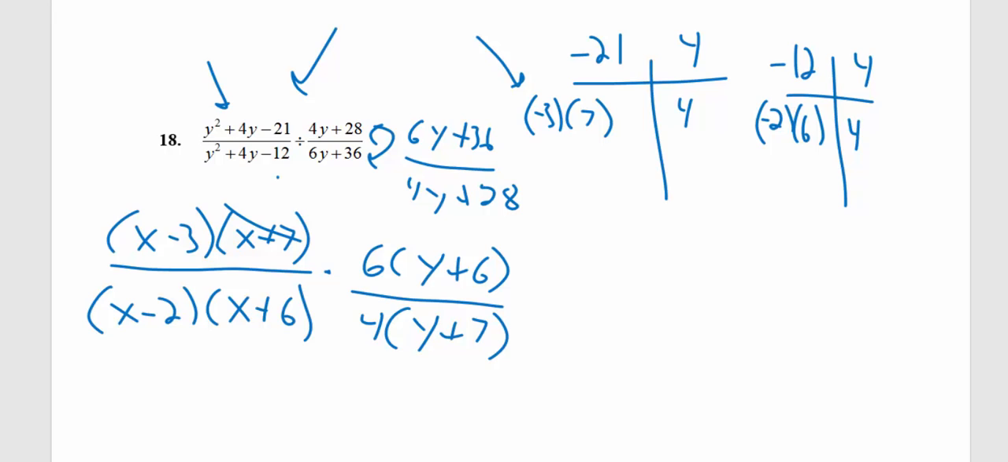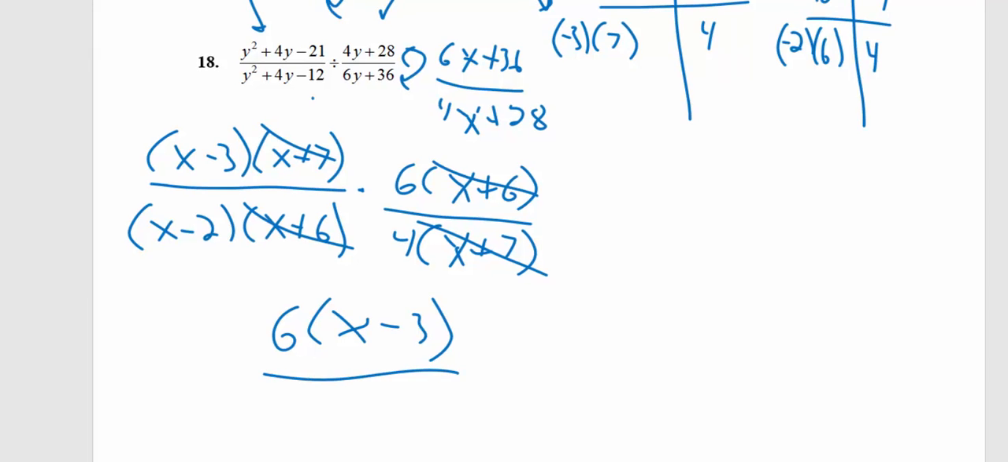I used x all the way through, and I really should have used y's, right? Take a look, right? There's no x in the problem. So I'll leave everything in x, and then I'll change the variable from x to y when we're done canceling, right? So we have x plus 7, they cancel. x plus 6, they cancel. So it looks like we're left with 6 times x minus 3 on the top, and 4 times x minus 2 on the bottom.